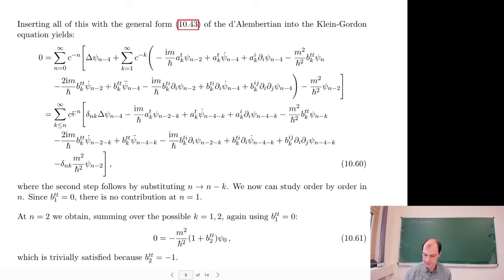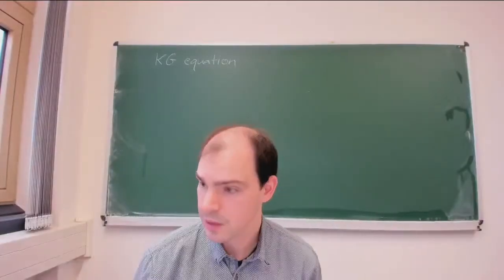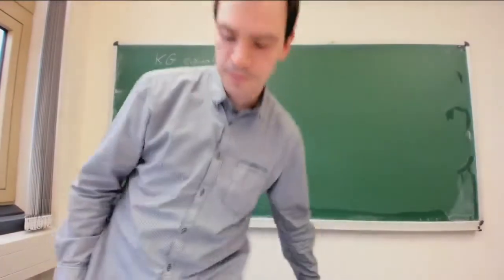If you look at this at the lowest order, at order n equals 1, which would be the next order that we haven't already considered, you just find that it will be trivially satisfied. So there is no new contribution at this order. So the first order we want to look at is the order n equals 2.